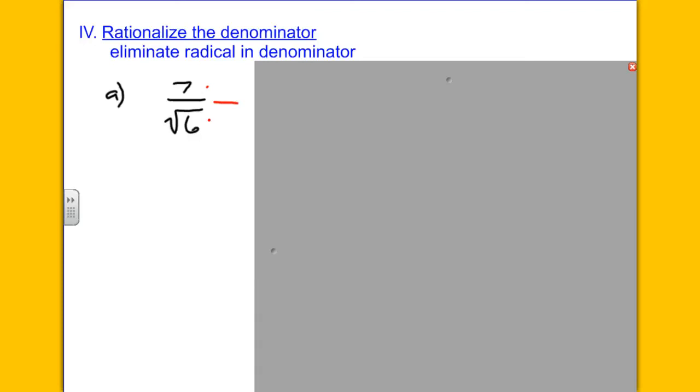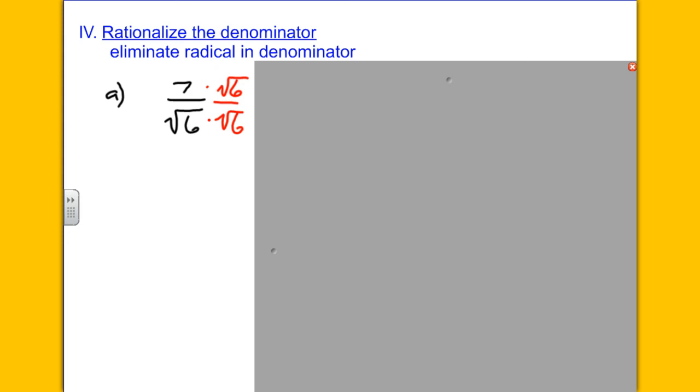What's the easiest thing to do to a square root in order to get rid of the radical? Square it, right? And so what would we multiply the square root of 6 by to get rid of the radical? The square root of 6. Good. So if we're going to multiply the bottom by this, we must also multiply the top by that, because square root of 6 over square root of 6 equals what? 1. We're just multiplying by a special form of 1 that we need to get rid of that radical.